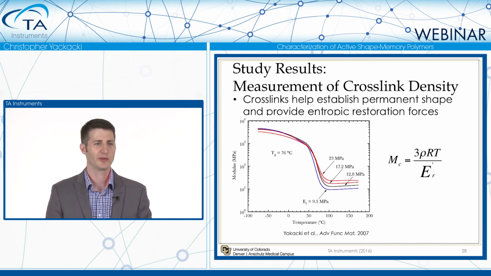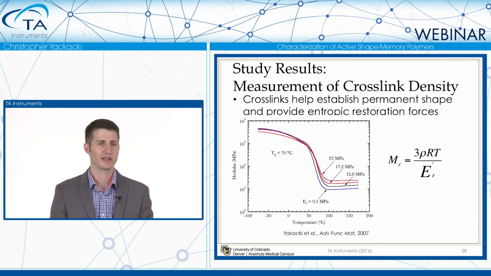So it goes from about 9.3 megapascals all the way up to about 23 megapascals. And so our crosslinks, as I mentioned, help establish your permanent shape and help really provide your force to restore to that permanent shape as we reheat it during the recovery process.